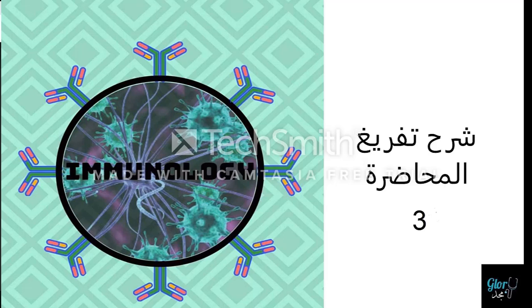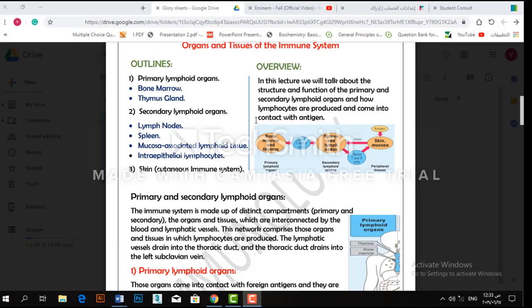هاي المحاضرة مقدمة ل lecture 4 إن شاء الله حنشرح فيها عن ال organs and tissues of the immune system. هاي المحاضرة بتهمنا في شغلة إنه إحنا حكينا عن ال immune system بشكل عام، حكينا عن ال cells، حكينا عن ال B cells، حكينا عن T cells أو بشكل عام ال lymphocytes, but we didn't mention how they are produced and where they are produced.